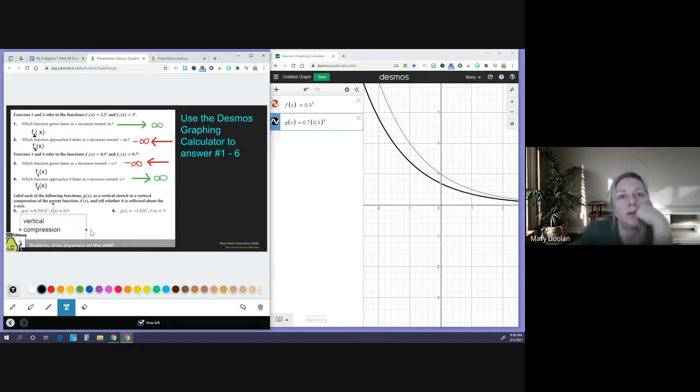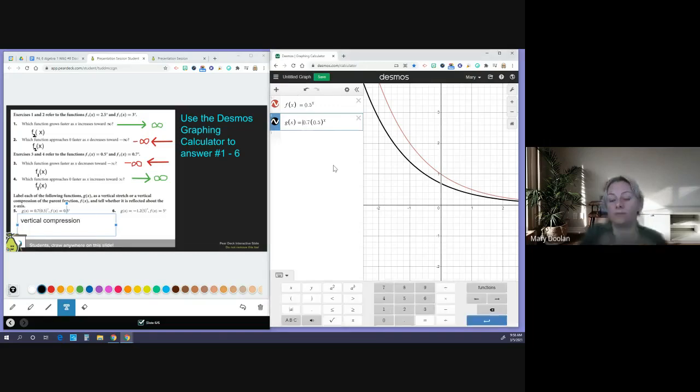And then the other question says, is it reflected about the x-axis? Well, the x-axis is here. I don't see my g of x being down here as a mirror image. It's not. If I had a negative here, it would be, but I don't. So, no reflection.